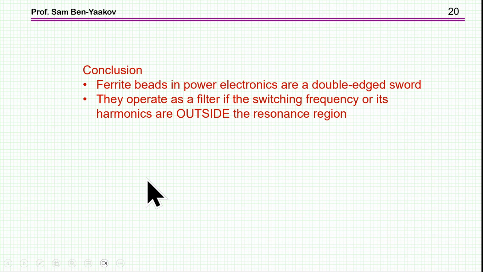So what are the conclusions of this short presentation? Well, we see that ferrite beads in power electronics are actually a double-edged sword. That is, on the one hand, you would think that they can help in some frequency range, but there is a danger that if the switching frequency or the harmonics of the signals that you have in the system are close to the resonant frequency, then of course you'll be in big trouble.